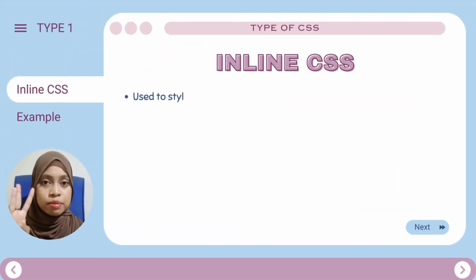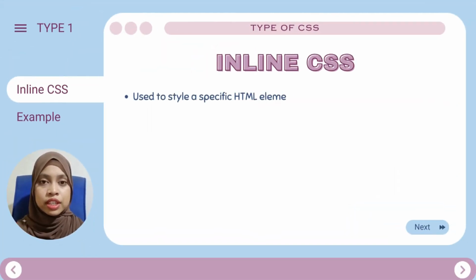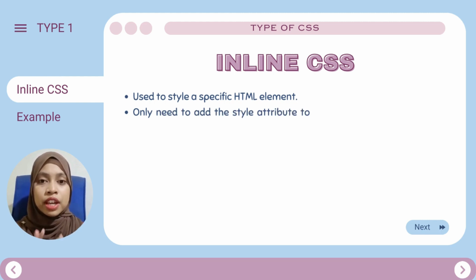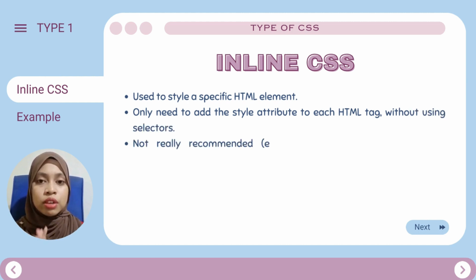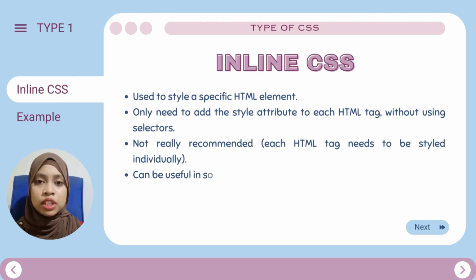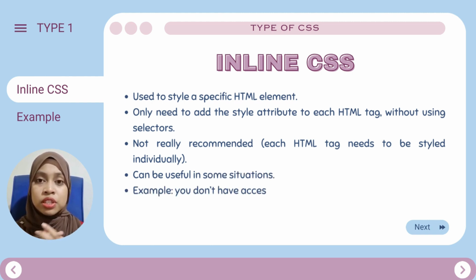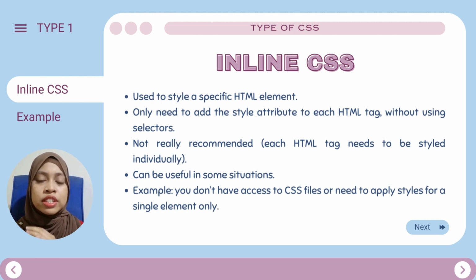There are three types of CSS. The first one is Inline CSS. Inline CSS is used to style a specific HTML element. For this CSS style, you will only need to add the style attribute to each HTML tag without using selectors. This CSS type is not really recommended as each HTML tag needs to be styled individually. However, inline CSS in HTML can be useful in some situations. For example, in cases where you don't have access to files or need to apply style for a single element only.